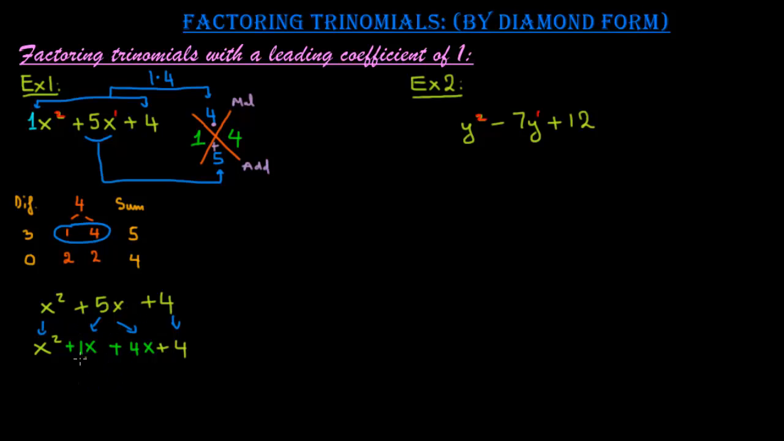We break down 5 to give two terms, 1 and 4, and my next step is grouping 2 by 2. We group the first 2 terms and the last 2 terms. So the question is, what is the common factor of the first 2 terms? We have x as the common factor, so I'm going to factor out the x, which leaves me with x plus 1.